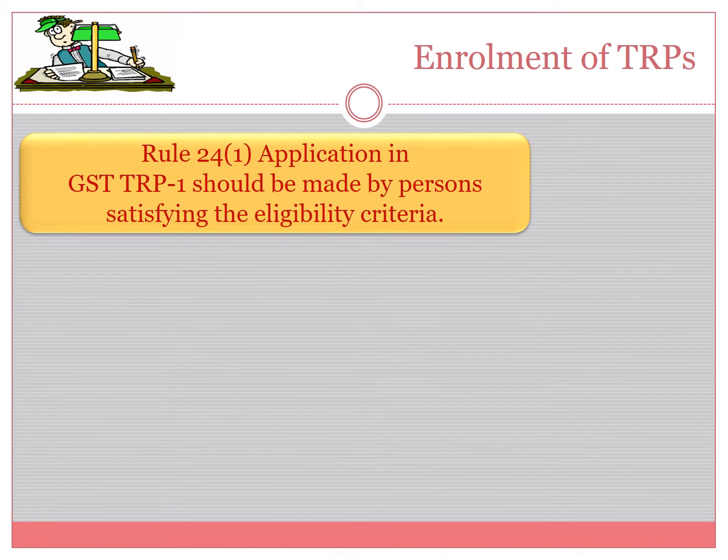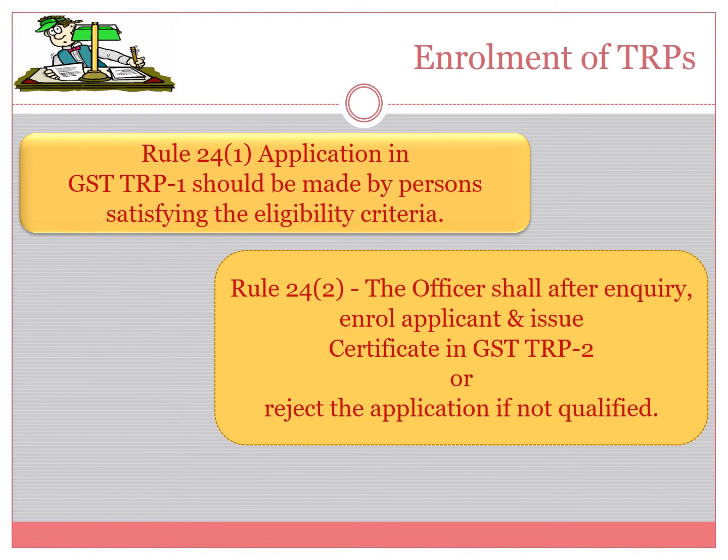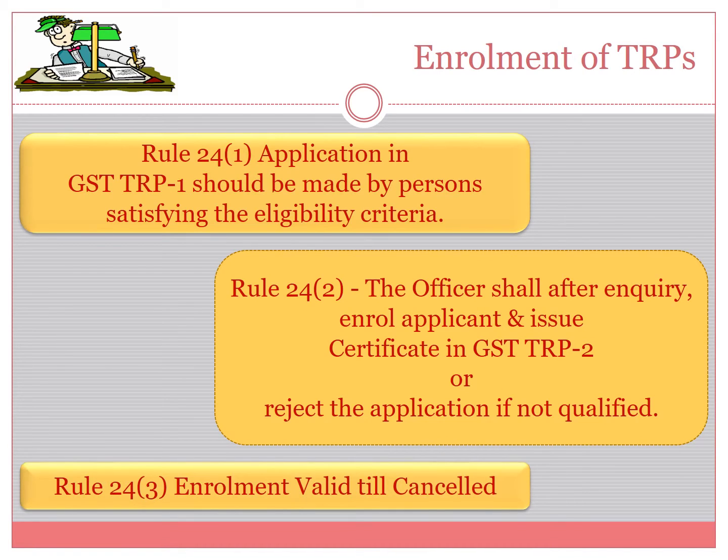Under Subrule 1 of Rule 24, an application in Form GST TRP 1 may be made to the officer for enrollment as a tax return preparer by any person who satisfies the eligibility criteria. Under Subrule 2, the officer will, after making such enquiry as he considers necessary, either enroll the applicant and issue a certificate to that effect in Form GST TRP 2, or reject his application if he is not qualified. The enrollment made under Subrule 2 shall be valid until it is cancelled.